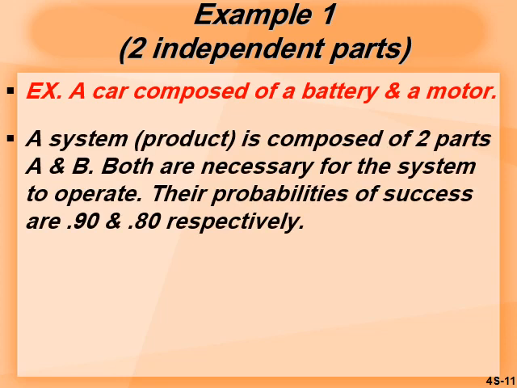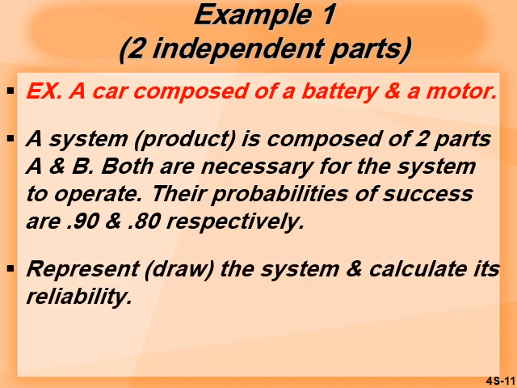Taking this numerical example, assume a system or a product that's composed of 2 parts, A and B, a battery and a motor. Both are necessary for the system to operate. Their probabilities of success are 0.9 and 0.8 respectively. Represent or draw the system and calculate its reliability.